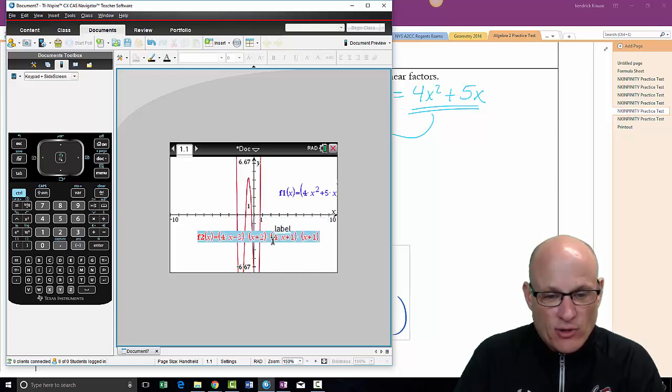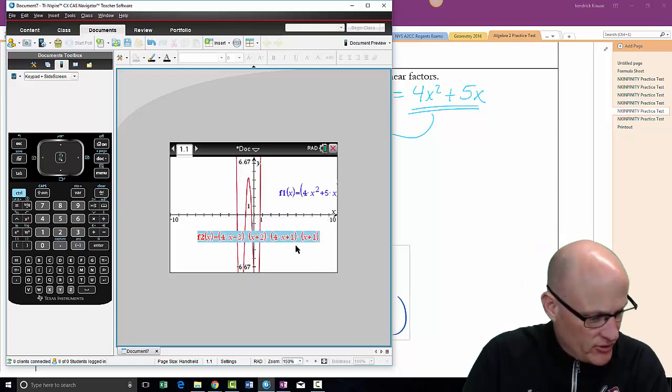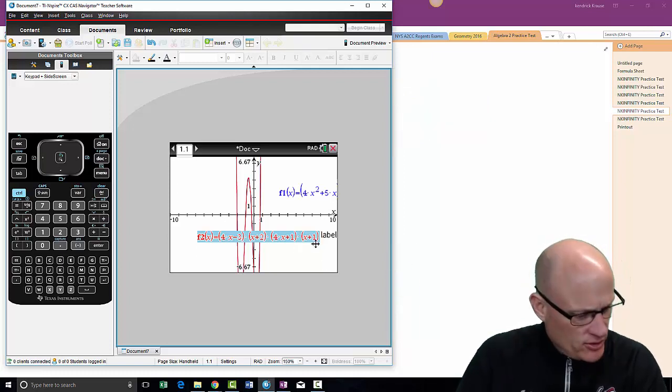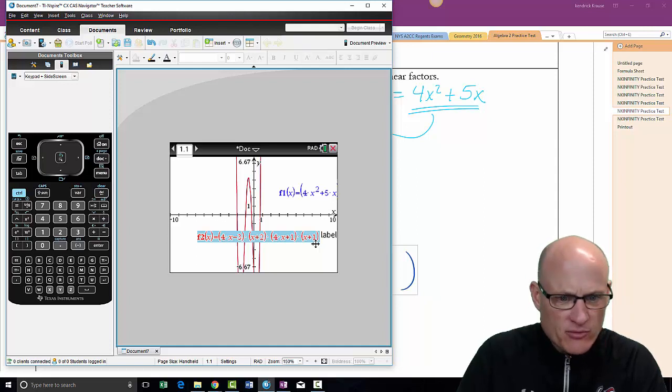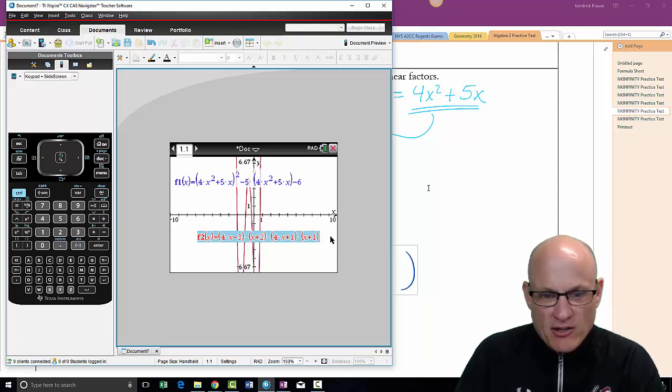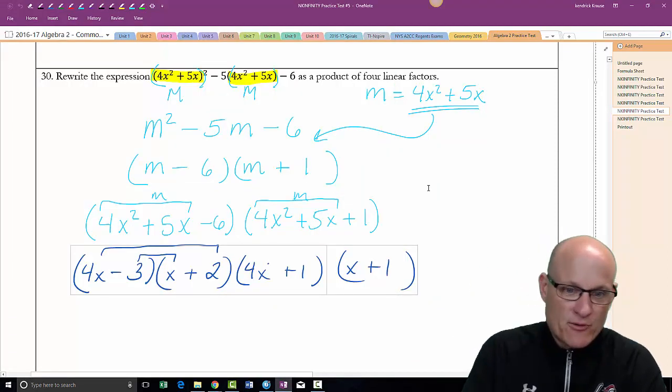Now, I know the answer key's wrong, so I'm going to have to fix that. I'm not sure what Miss Newman did. She went a little crazy on that one. So maybe, no, wait, maybe she is right. 4x minus 3, x plus 2, 4x plus 1. Oh, she's got it right. I think this originally was wrong. But it's right now, kids. There you go.